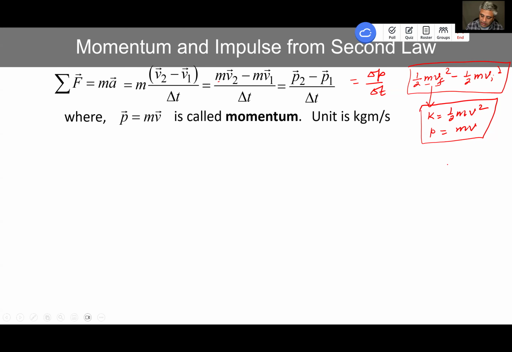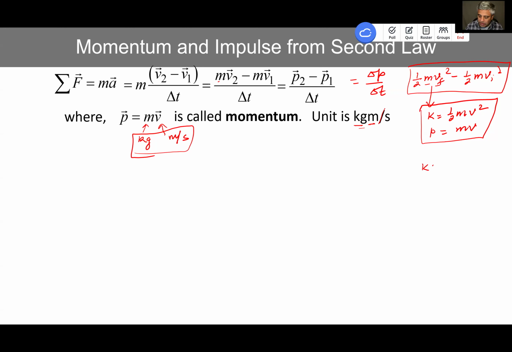And its unit is kilogram meter divided by second. So it basically comes from the unit of mass, which is kilogram, and the unit of speed, which is meter per second. Together it becomes kilogram meter per second. So there is no shorthand notation for the unit of momentum.